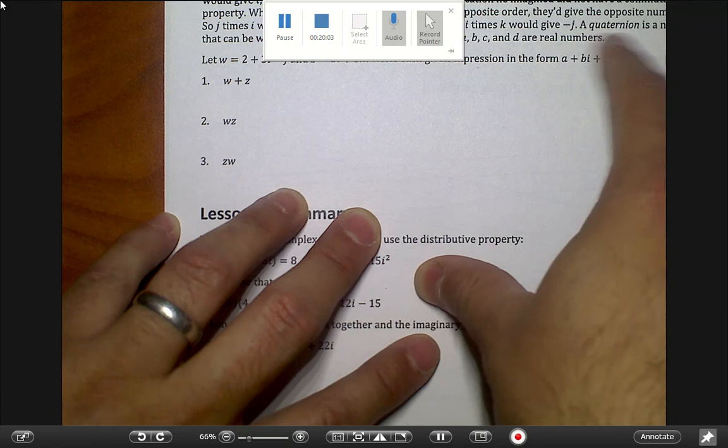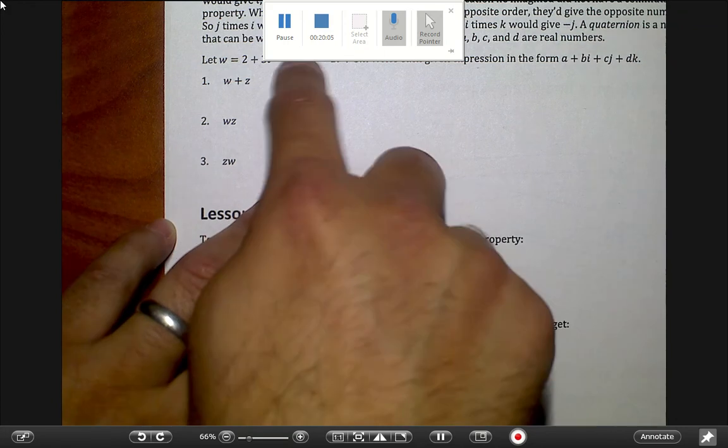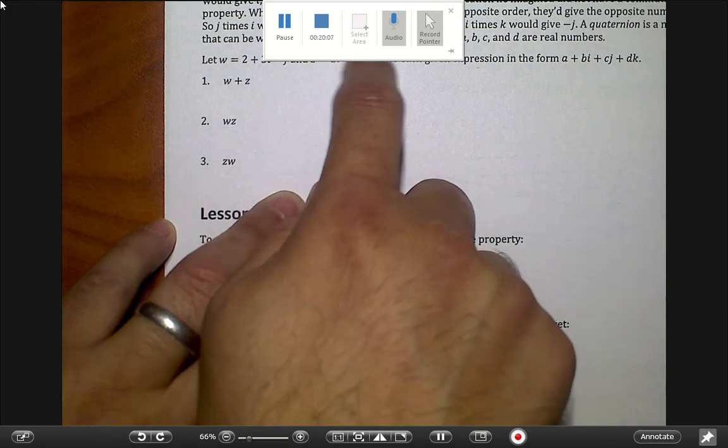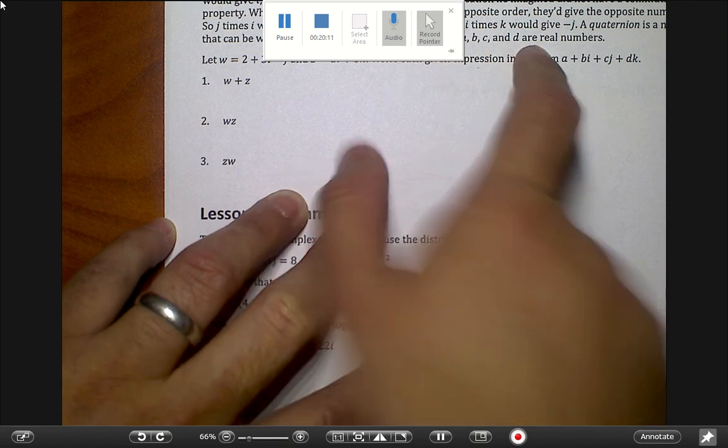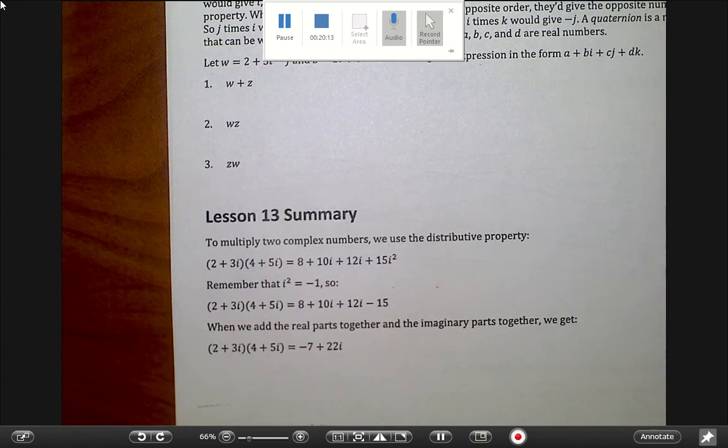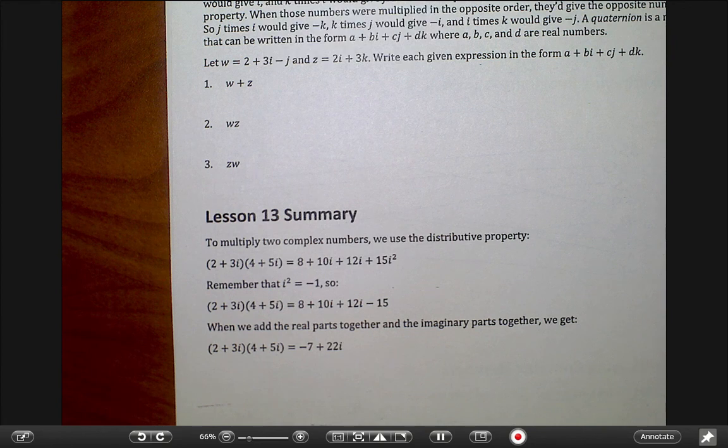So a quaternion is a number that can be written in the form a plus bi plus cj plus dk, where a, b, c, d are real numbers. Now, anyone recognize any of those variables? Anyone here take physics yet? Okay, did you have three-dimensional vectors yet? Not yet? Okay, so three-dimensional vectors are i, j, and k.